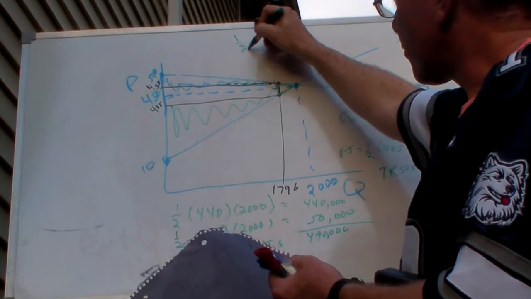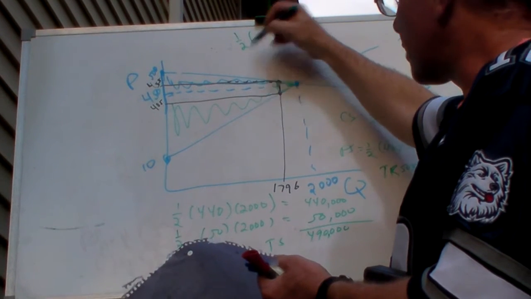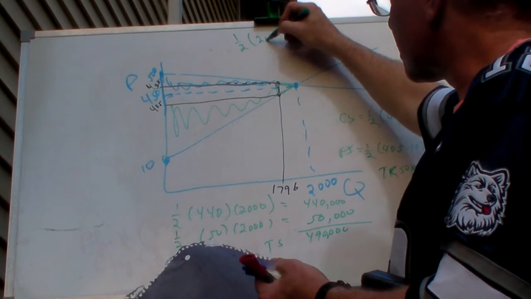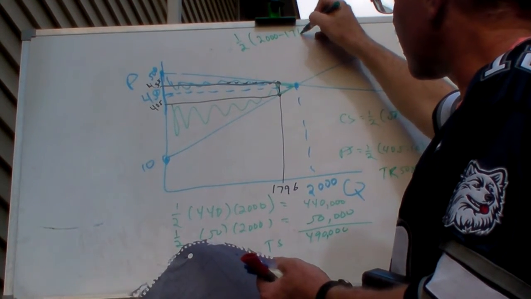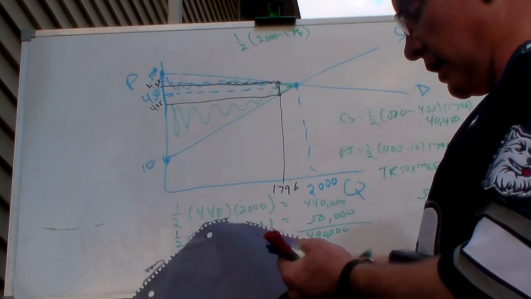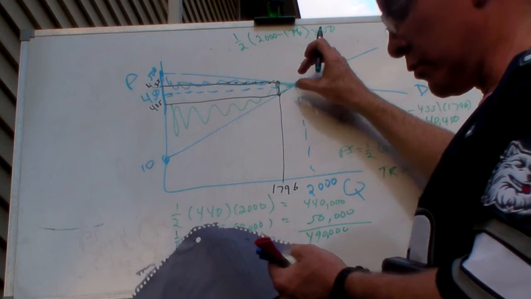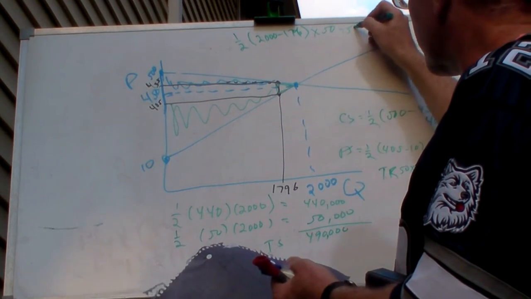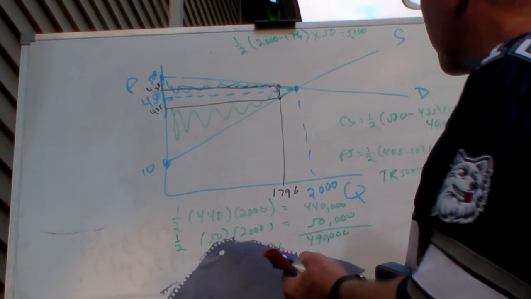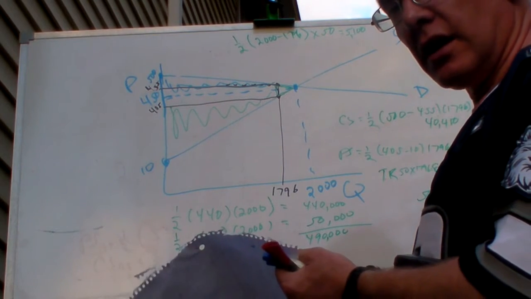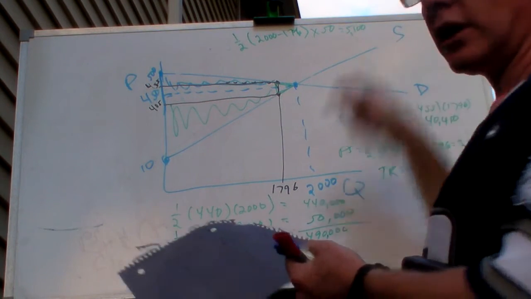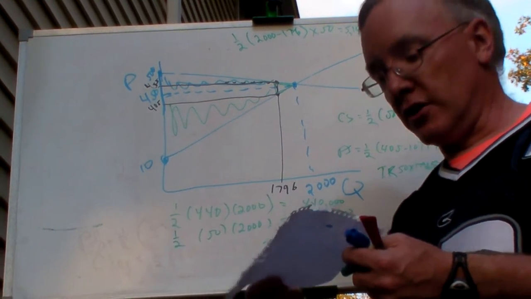going to be a half times 2,000 minus 1796, which is our old quantity minus our new quantity, times the amount of the tax, which is 50, which is also the height of this triangle here, and that's going to be 5,100. And so again, we had a little bit of rounding, as you can see. 5,080 and 5,100 are very close to each other.